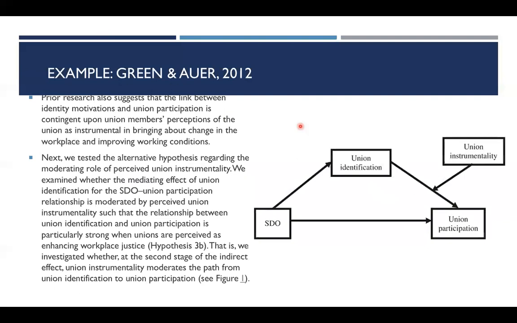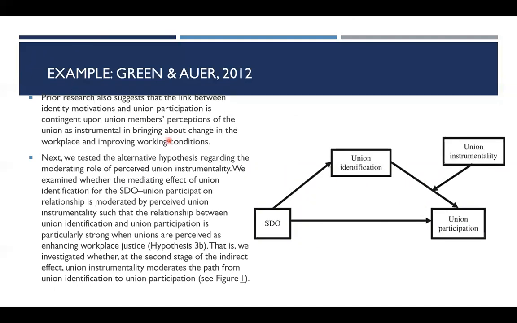All right, so here's Green and Auer, again, our union example. They found the significant mediation here, but they thought, well, maybe it's the case that everyone who identifies with the union may not necessarily participate in the union. It could be something about how instrumental they see the union is in bringing about changes that affects that relationship.